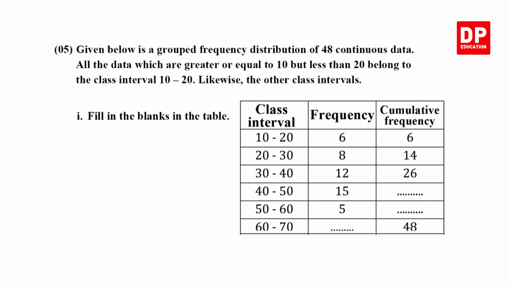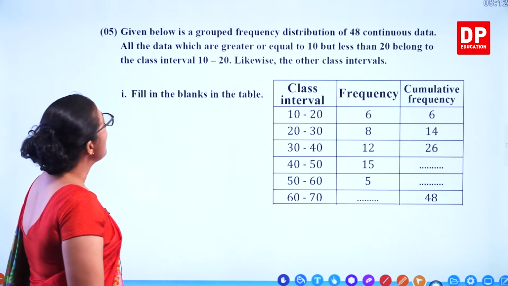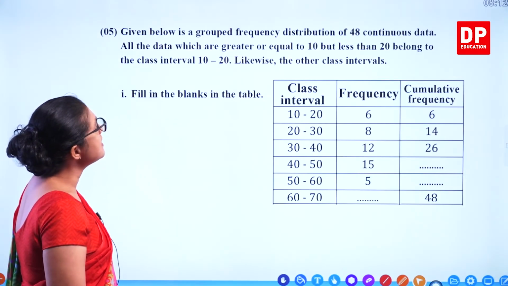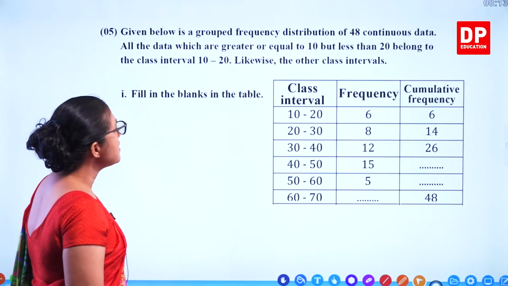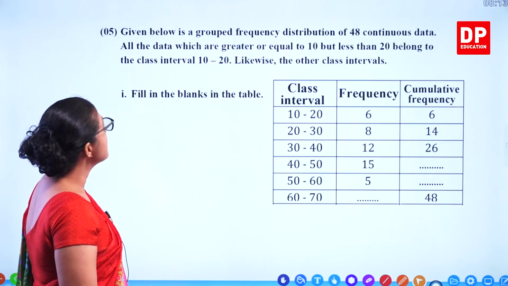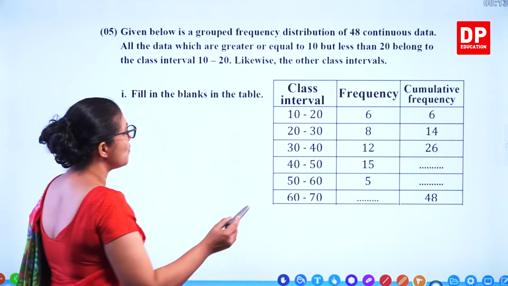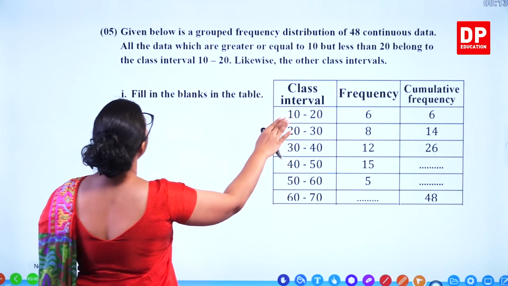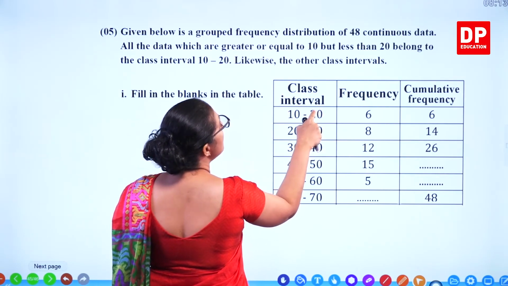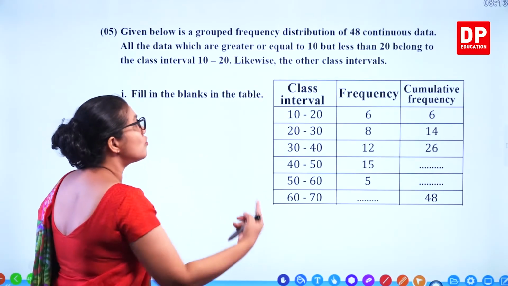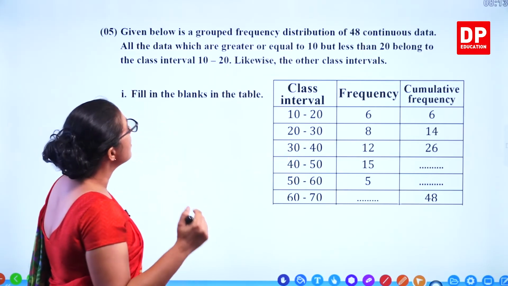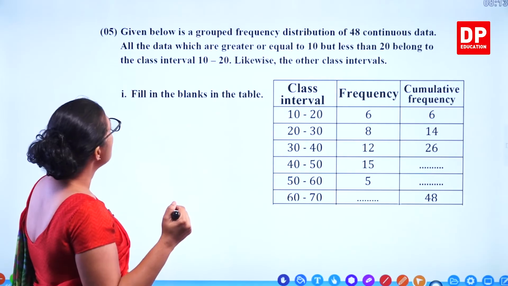Now take the 5th question. That's the last question in paper 1. Given below is a group frequency distribution of 48 continuous data. All the data which are greater or equal to 10 but less than 20 belong to the class interval 10 to 20. So when you take one interval, it says greater or equal to 10. So 10 is included but 20 is not. In the second one, 20 is included and 30 is not. Likewise, you get the class intervals. Fill in the blanks in the table.